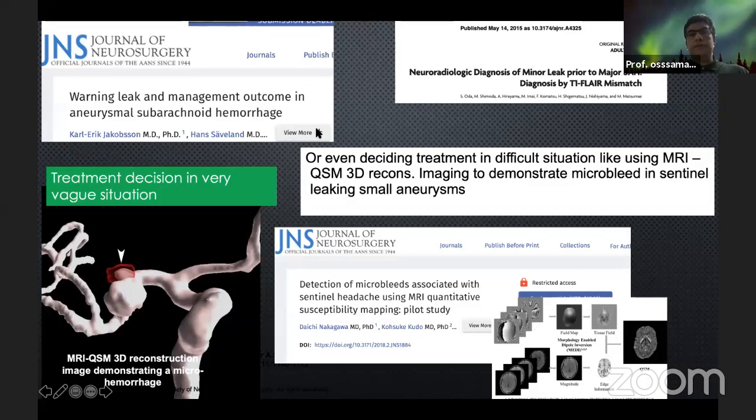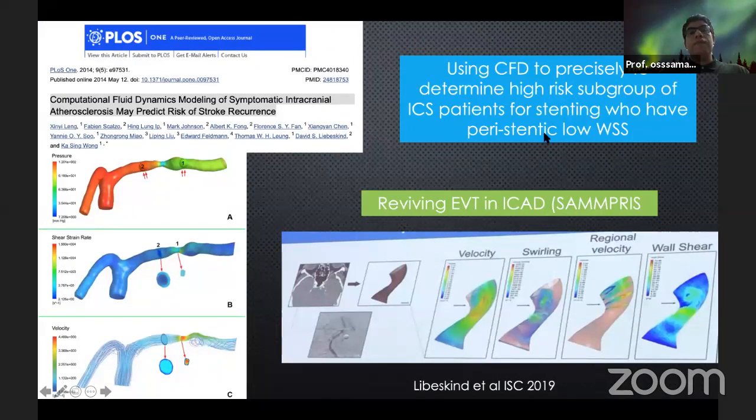a weak situation. Also, you can use the CFD, computational fluid dynamics, in determining the high-risk subgroup of intracranial stenosis and to select them for the treatment. This is very interesting work that was published at the last ISC conference from Liebeskind's group from UCLA, and they showed that low wall shear stress along the stenotic segment is associated with complications. So I think we can use such data to better select the patients for stenting, who will get benefit from intracranial stenting and who will not get benefit from such a procedure.